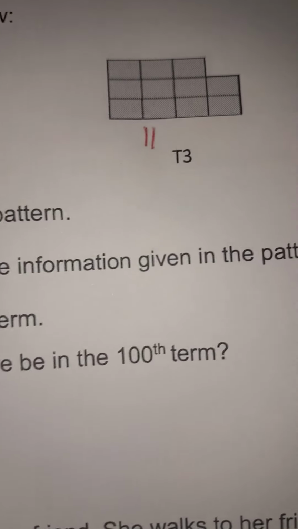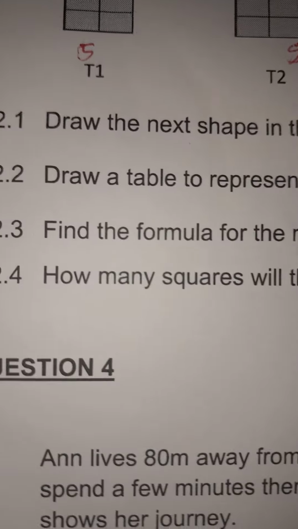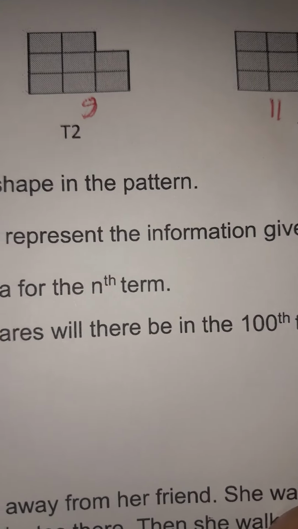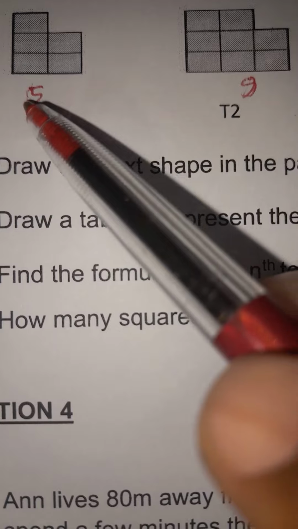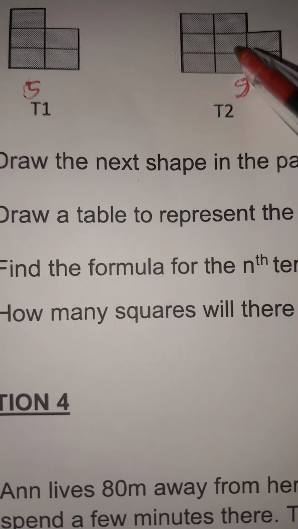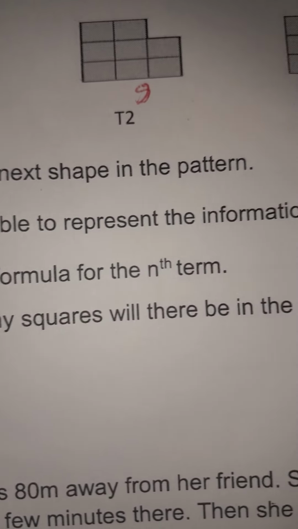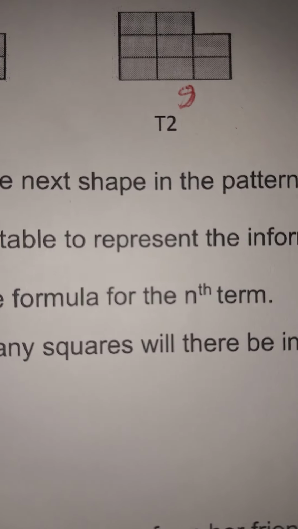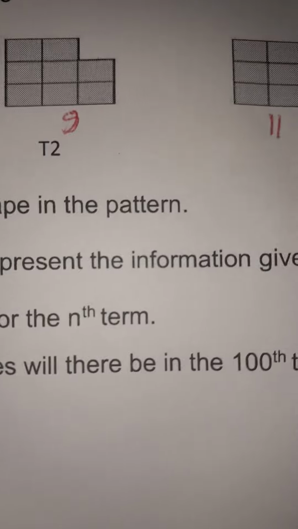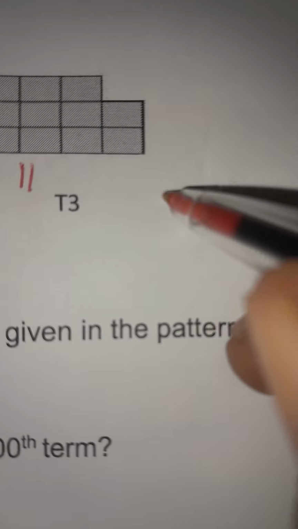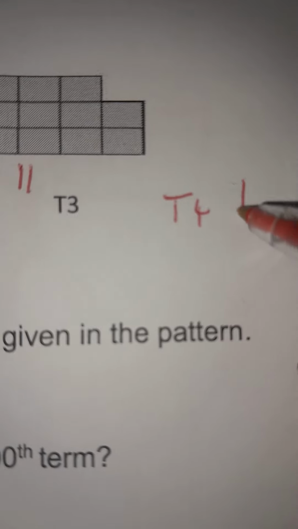So how many for term 4? They said draw the next shape in the pattern. Let's see, is this a quadratic pattern, or a geometric, or a linear pattern? How did they come up to 8? They added 3. 5 plus 3 is 8, plus 3 will be 11. So 11 plus 3, that means for term 4 we will have 14.